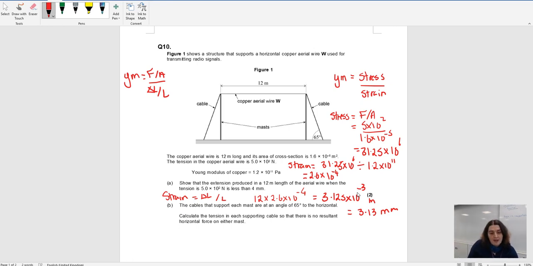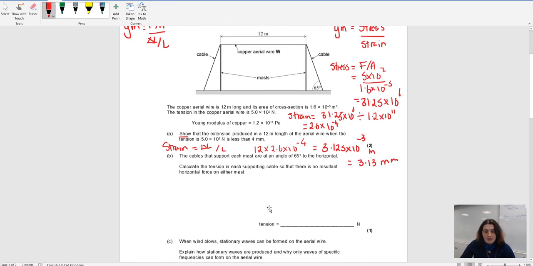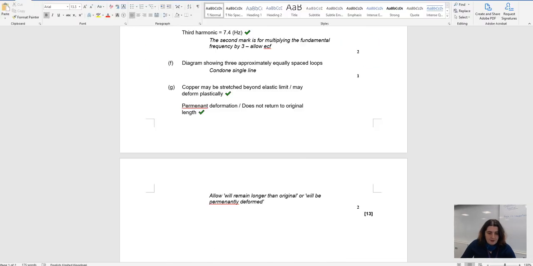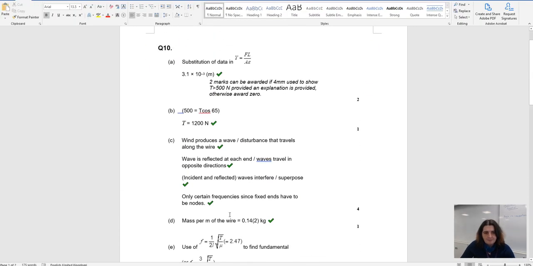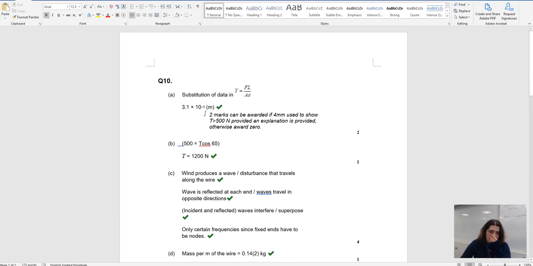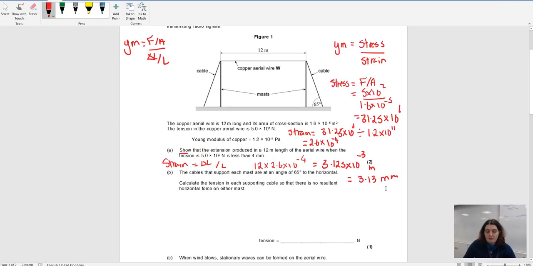It's a methodical approach, and you can take either one that you wish. So in a show that question, you are just trying to prove that this is the case. Okay. So this is worth 2 marks. If I just grab the mark scheme here, we've got use substitution of data into the formulae, and then the answer 3.1 times 10 to the minus 3 there. So 1 mark for the answer and 1 mark for my method.